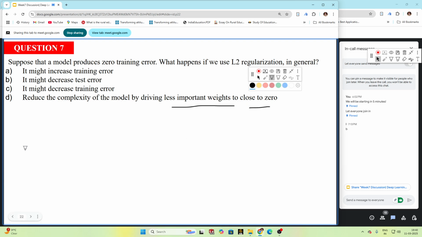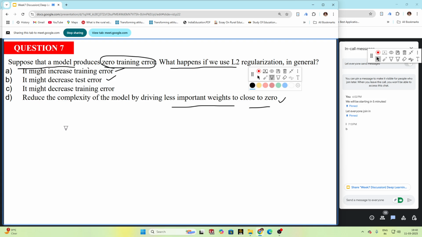Again repeating, suppose that a model produces zero training error. What happens if we use L2 regularization in general? It might increase the training error, it might decrease the test error, it might decrease the training error, reduces the complexity of the model by driving less important weights to close to zero. So any guesses for this? D. Okay, and why not A and B?